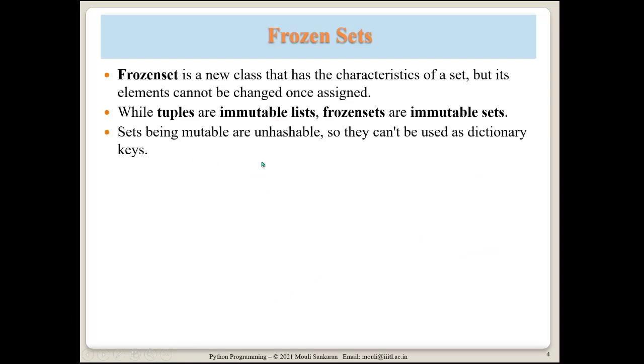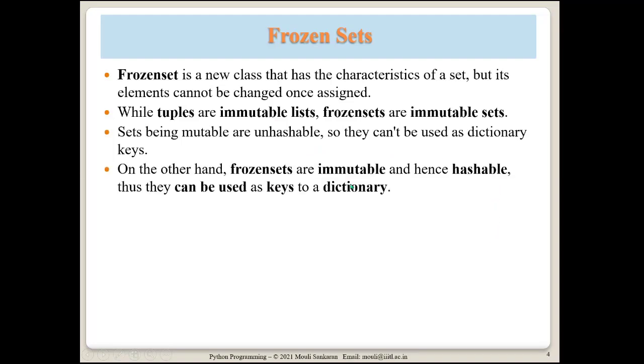So sets, being mutable, are unhashable, so they can't be used as dictionary keys or as another element of a set. On the other hand, frozen sets are immutable and hence hashable. Thus, they can be used as a key to a dictionary.